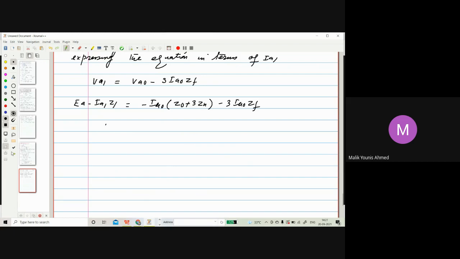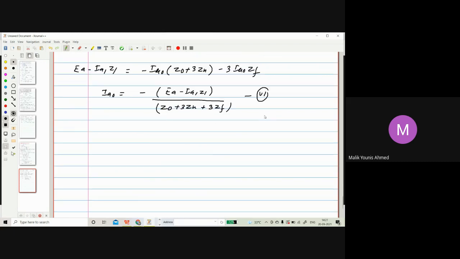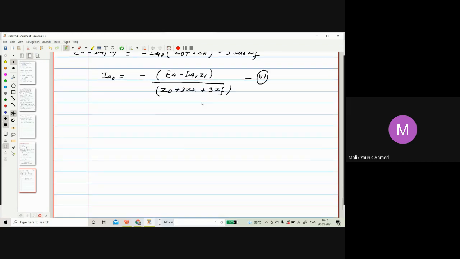Now what we'll be trying to get is IA0 in terms of IA1. IA0 we will take common, so it will be EA minus IA1 Z1. IA0 is common, the minus has gone there, and everything will come out to be plus now. So that is Z0 plus 3Zn plus 3ZF. This is equation number 6 we are getting. With simple manipulations, we have done so that IA0 is now in terms of IA1. Similarly, we'll try to get IA2 also.